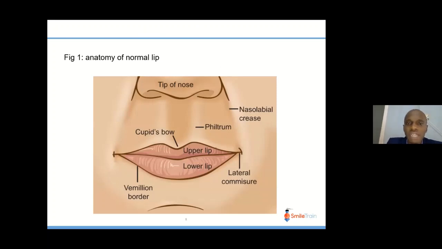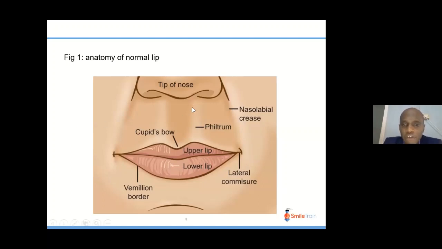Now let's go to the anatomy of the lip. You can see my screen, and I show different parts of the lip, the tip of the nose, the philtrum. You can see from my screen the major parts of the anatomy of the lip.